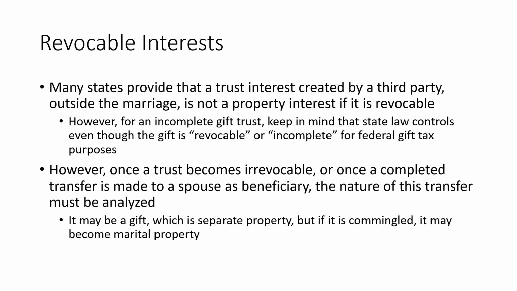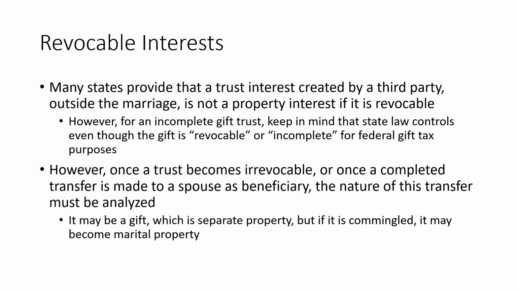In many states, if a trust interest is created by a third party and it's revocable, then the divorce court is not going to consider that. It's not going to be treated as a property interest. However, it's important to note that a form of irrevocable trust is coming into vogue, the incomplete gift trust, which is usually used for asset protection purposes or for state income tax planning purposes. State law really controls that revocable versus irrevocable piece. An incomplete gift trust would usually be an irrevocable trust, even though the gift itself is revocable or incomplete for federal gift tax purposes. So we're not talking about an incomplete gift trust here.